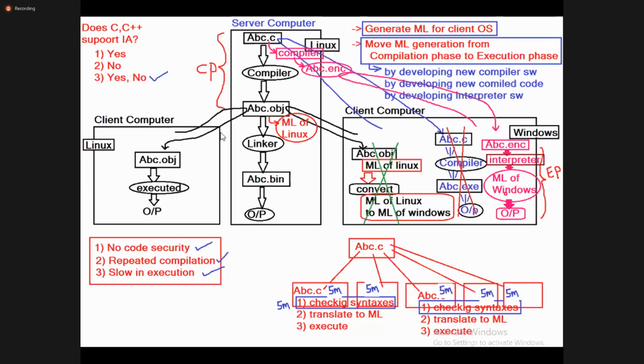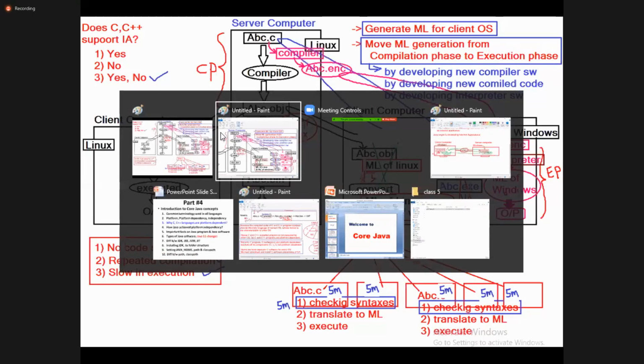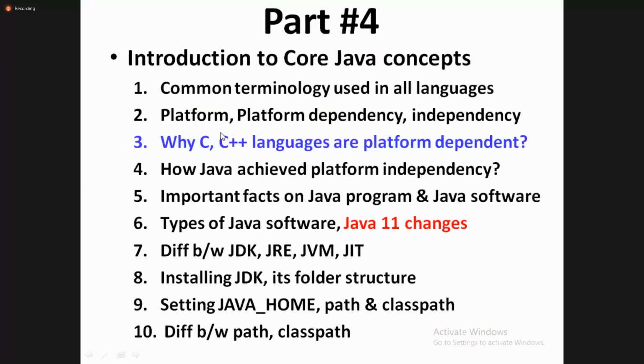Tell me, are you here to develop a new language, or are you here to learn the Java language? You are here to learn the Java language, not to develop a new language. Tell me, can you apply these points here? Can you tell me how Java achieved platform independency?